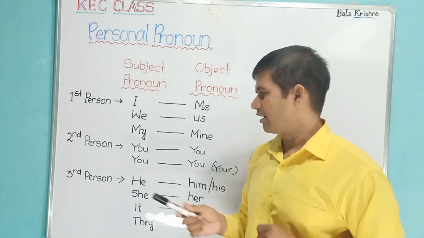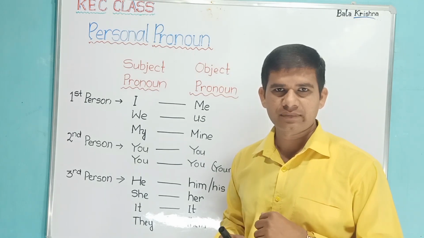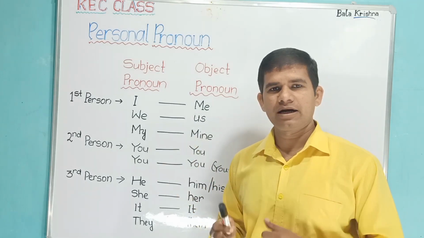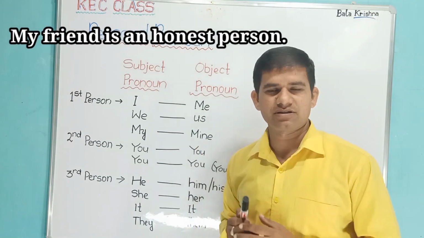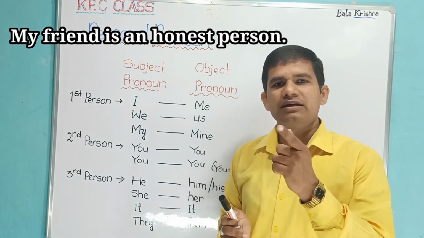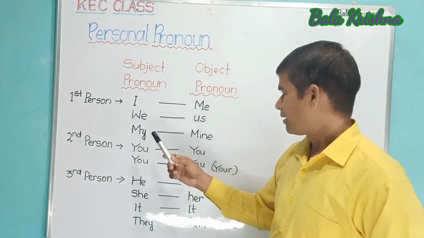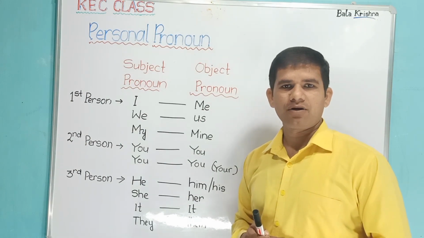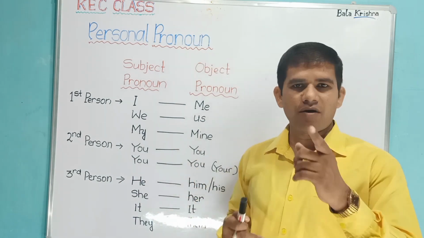Clear? Remember, friend, my is not really a pronoun here, my is an adjective. Most of the students think that my is a pronoun. Yes, it's a pronoun, but it is often used as an adjective, because in my friend is an honest person, the word my describes friend, so it is an adjective. You have to memorize it. My is a subject pronoun and mine is an object pronoun. This book is mine. Here mine is an object pronoun.